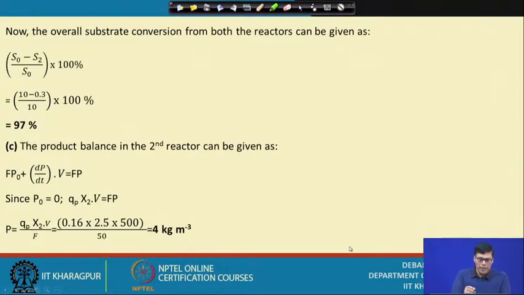So, what will be the final overall conversion of the process? Initially, we have 10 gram per liter. Finally, it is coming 0.3. 10 minus 0.3 by 10, that is 97%.